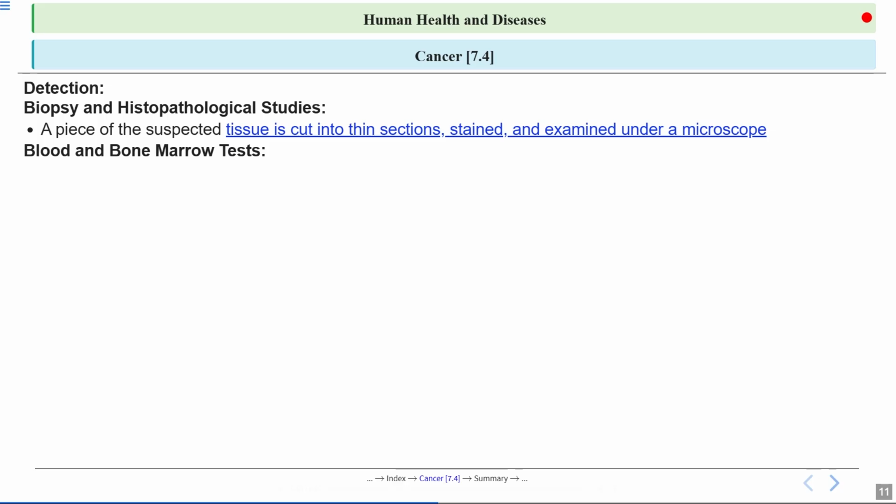Okay, let's discuss the blood and bone marrow tests. These are especially important for diseases like leukemia, which affects the blood cells. The doctor looks for increased cell counts in the case of leukemias, which are a type of blood cancer. Too many abnormal cells in the blood or bone marrow can be a clear sign of disease.